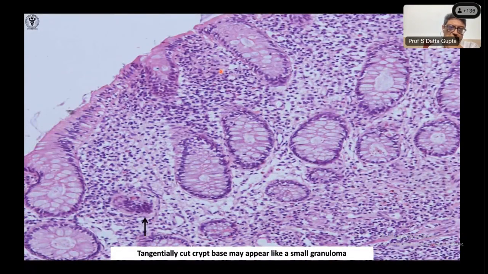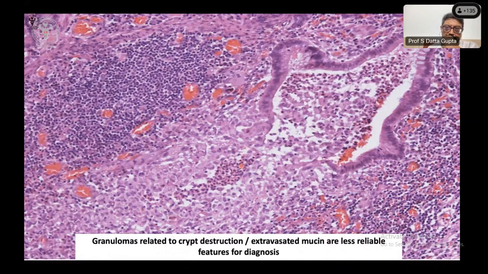Please remember, if you have tangentially cut strips, they may look like a small granuloma. But you'll find the nuclei are similar to these nuclei, and if you do a mucin stain, you'll find mucin. So you must be very careful. This is not a granuloma. Also, if the crypt is destroyed, there will be mucin excavation and all that, so there might be a granulomatous inflammation. That is not counted as a Crohn's granuloma.